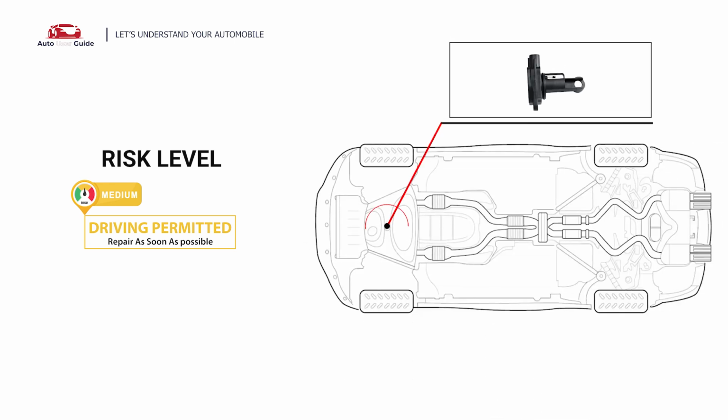This engine code indicates that the PCM has detected a voltage output from the MAF sensor that is higher than expected, which can be caused by a faulty MAF sensor, a problem with its wiring or circuit, an air intake leak, or even a failing PCM. Under this circumstance, short-distance driving is permitted, but your vehicle should be repaired as soon as possible.